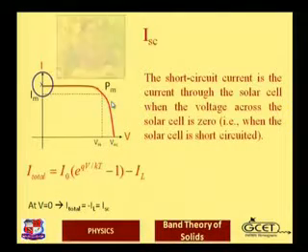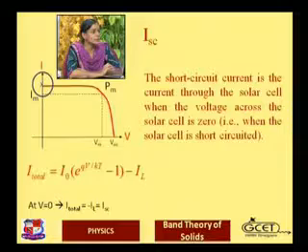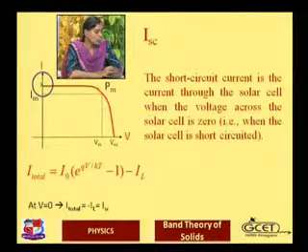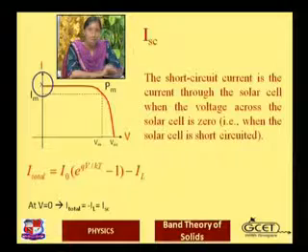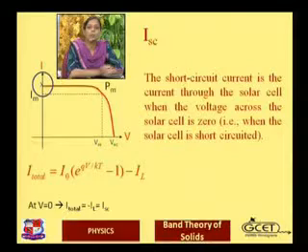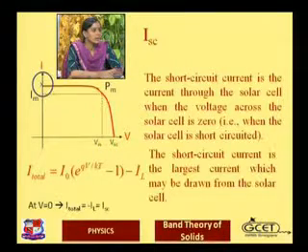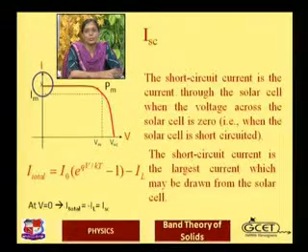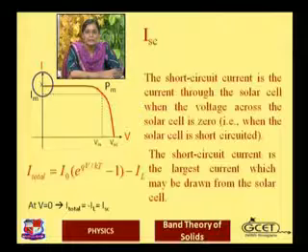The next one is I total. The equation for the total current is given here. I total equals I0 e raised to qV by kT minus 1, minus IL. IL is the illumination current, and at V equal to 0, I total will be equal to minus IL, that is equal to ISC. The short circuit current is the largest current which may be drawn from the solar cell. It is the maximum current that can be taken as the output from the solar cell.